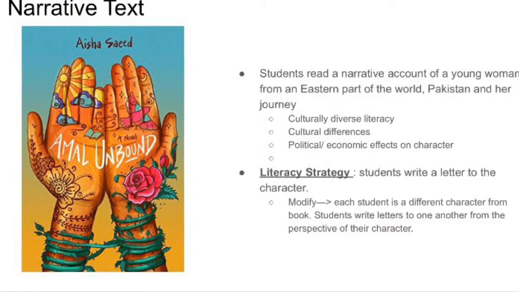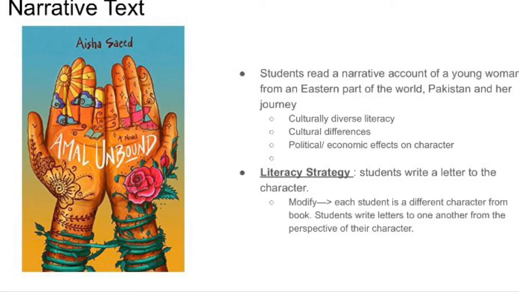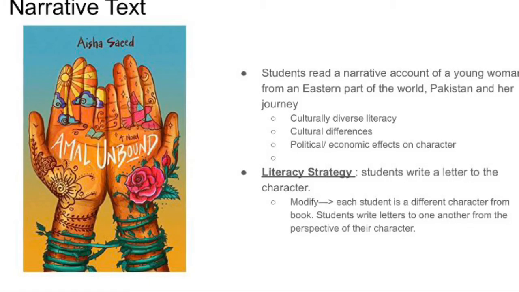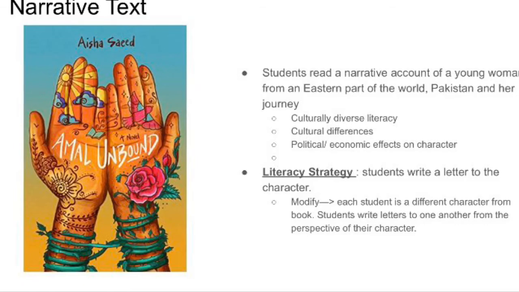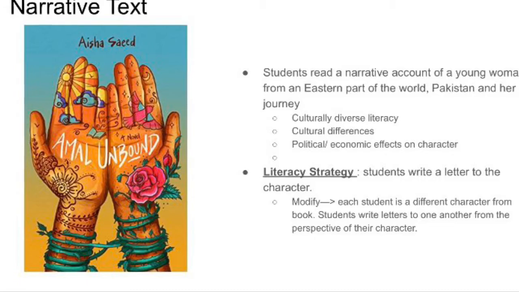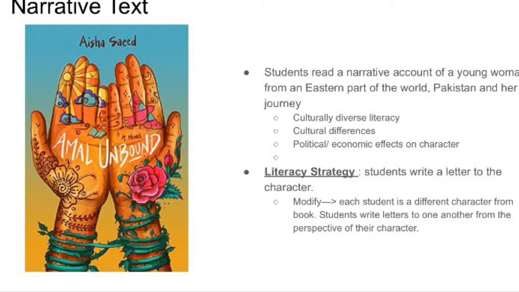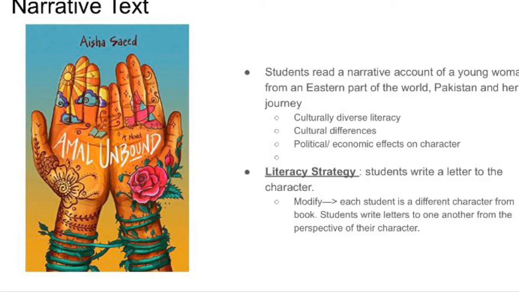So the narrative text for social studies is this book called Amal Unbound by Aisha Saeed. Students will read a narrative account of a young woman from an eastern part of the world, Pakistan, and her journey. This text is culturally diverse literature. Students can learn about some cultural differences that they see from their own, and this book brings up political and economic effects on this character.